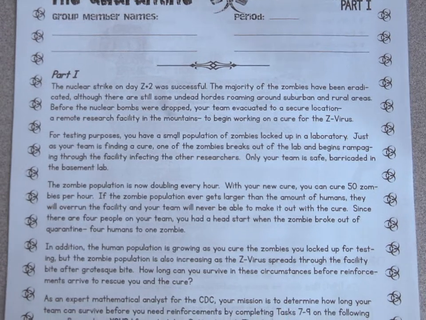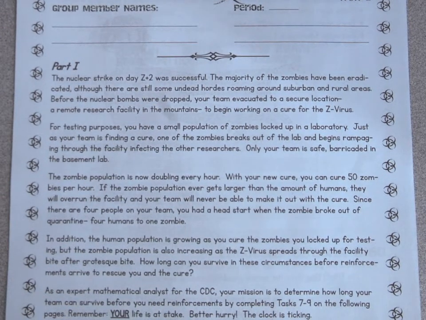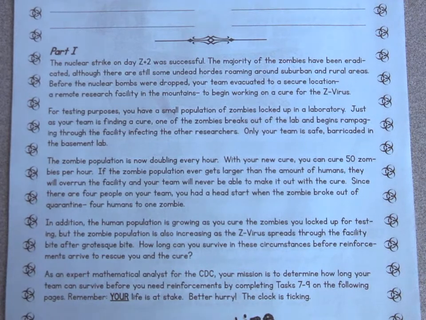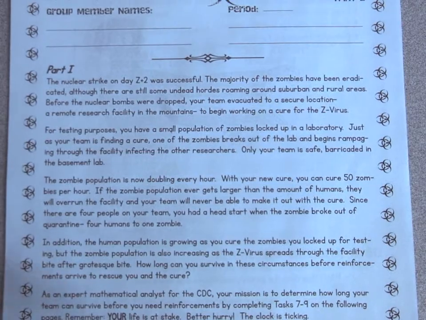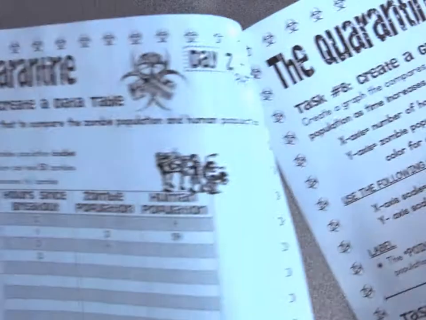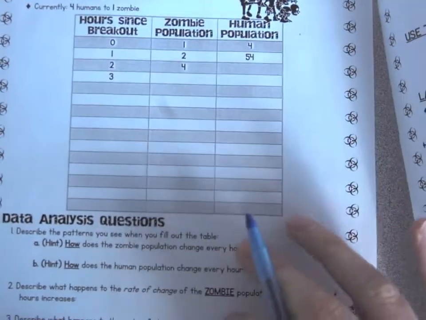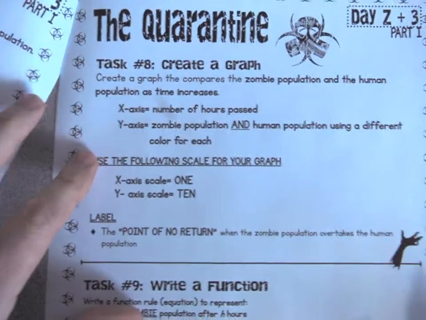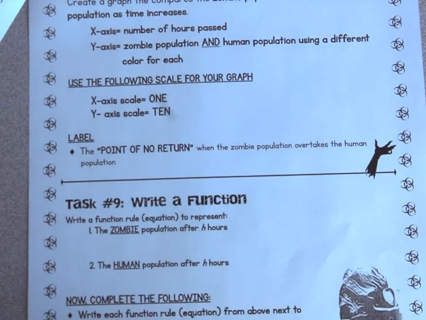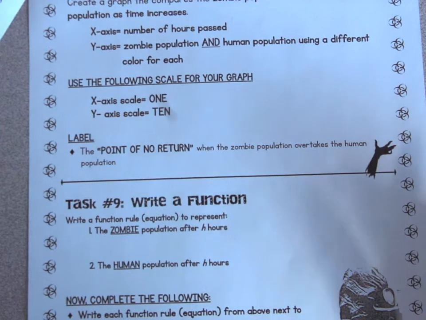So in this part of the story, imagine that you on your team of analysts are going to a remote research facility, and you're working on a cure for the virus. And as that's happening, some of the zombies break out and start infecting people in the laboratory. So you can read this on your own, but that's the gist of it. And there's 3 tasks here. Task 7 is creating a table, and then there are some questions for you to answer. Task 8 is to create a graph, and task 9 is write a function. So very similar to what we've done in the other tasks.